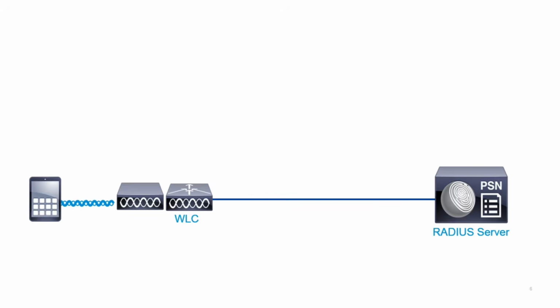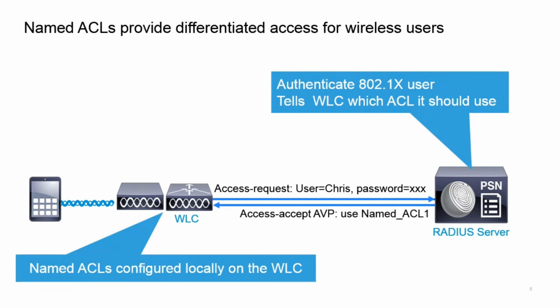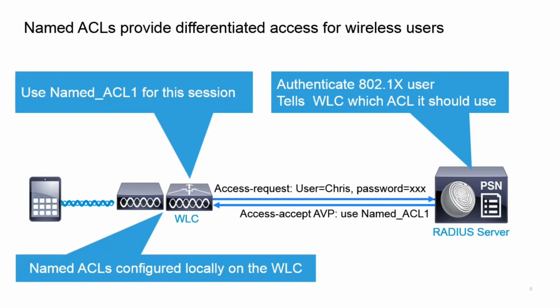Named ACLs provide differentiated access for wireless users and are configured locally on the WLC, the wireless LAN controller. You merely reference this access list in a Cisco ISE authorization policy, ensuring, of course, that the name you specify in Cisco ISE matches the WLC's actual access list name. That's important. Okay, now when a user requests access, the ISE RADIUS server authenticates and authorizes the user, telling the controller which ACL it should use. The WLC dynamically applies the specified ACL for this user session. So that's a named access list for wireless users.